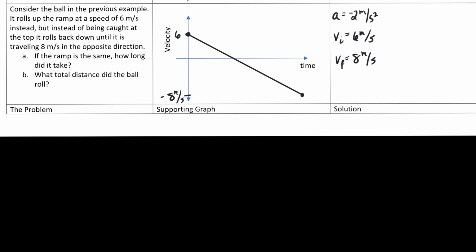Now, if the ramp is the same, how long did it take? I don't know what t is. You could probably figure it out; there are probably a lot of ways to do so. And I don't know what delta x is. You can probably figure it out, but I'm not sure if you know different ways to do so. I'd like to show you some stuff, but how many of you think you could figure this out from here? Okay, so I think you have some methods. Try them.